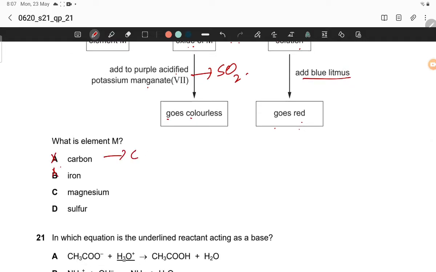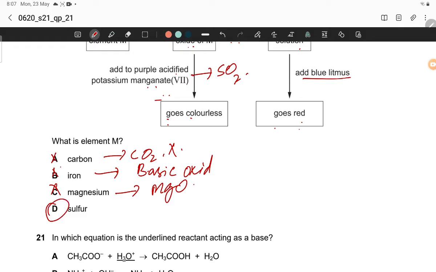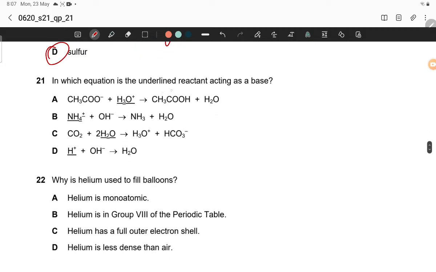Carbon dioxide does not turn acidified potassium manganate from purple to colorless. This is a metal. A basic oxide is formed, so it does not have any reaction with the acidified potassium manganate. Magnesium oxide also has no reaction with acidified potassium manganate. This is also incorrect. Sulfur is the correct option.